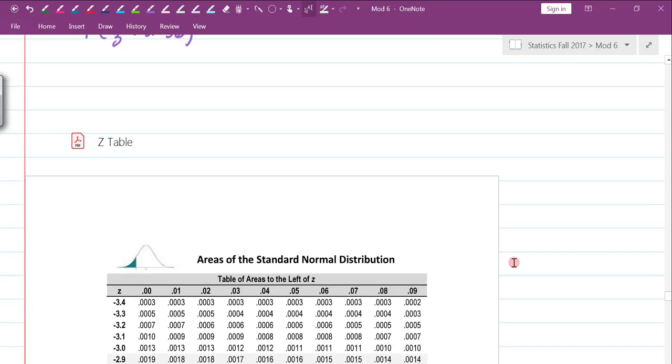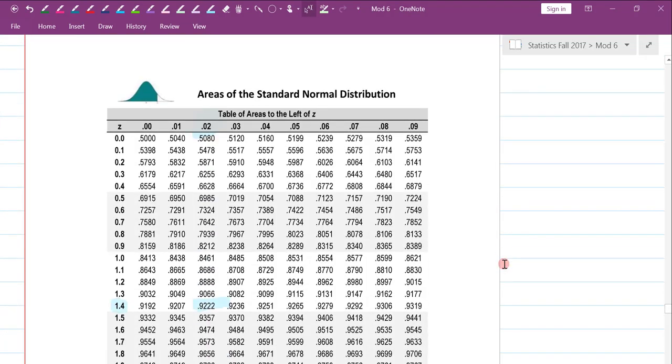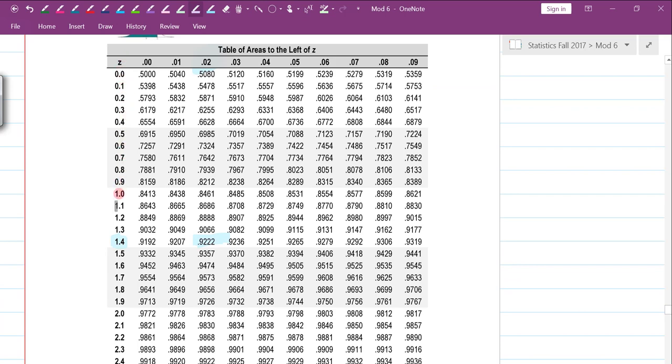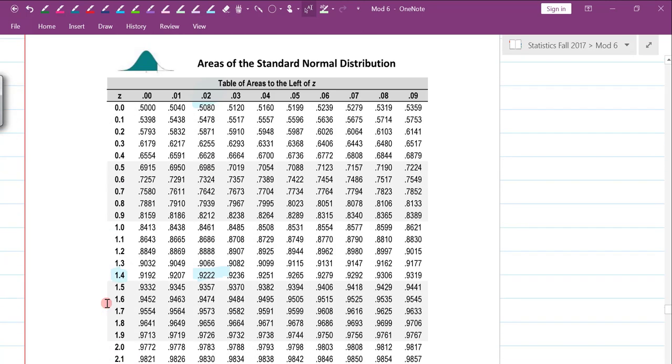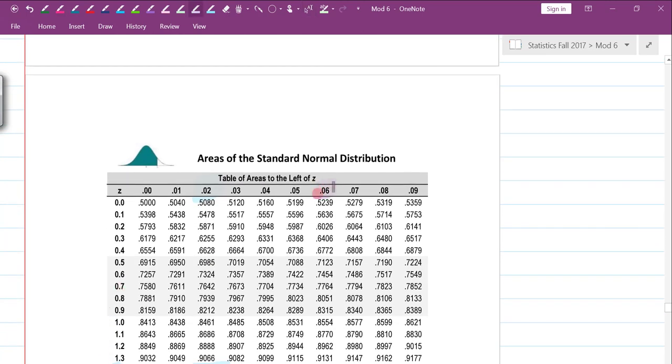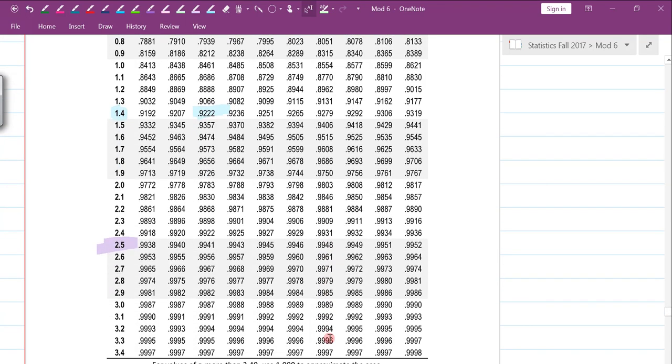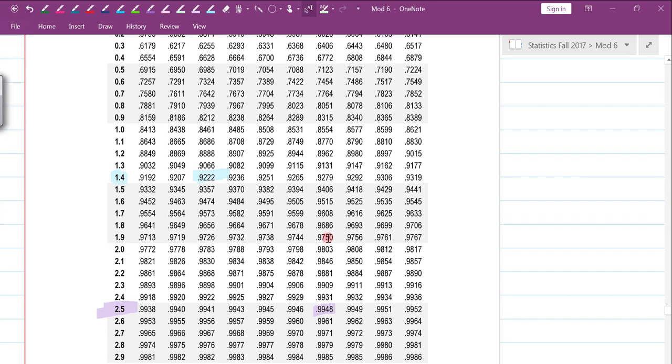Again, positive 2.5. So here's our z coming in, looking for 2.5. It's right there. We'll scroll a little bit more. 2.5. Now let's find the 0.6. Here's the 0.6 right here, okay? So now we have to come down this column right here until it intersects with the 2.5. Was it this one? Let's see here. Oh, I don't remember if that was it or not. Let's see here. Yes, that is. So it's 0.9948.